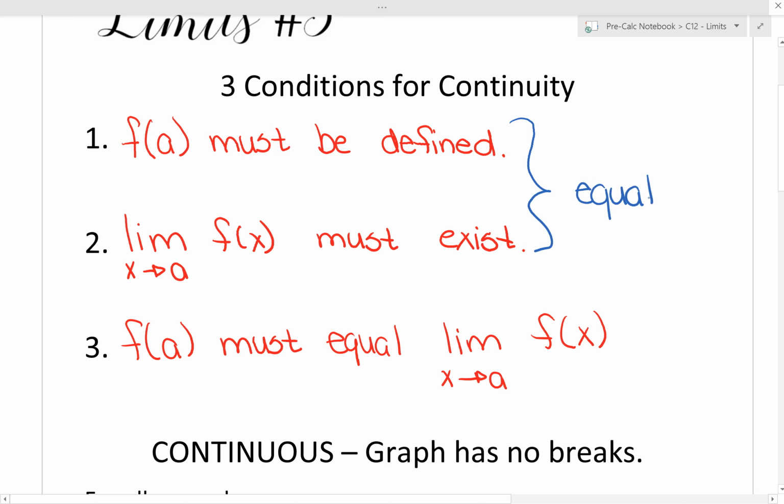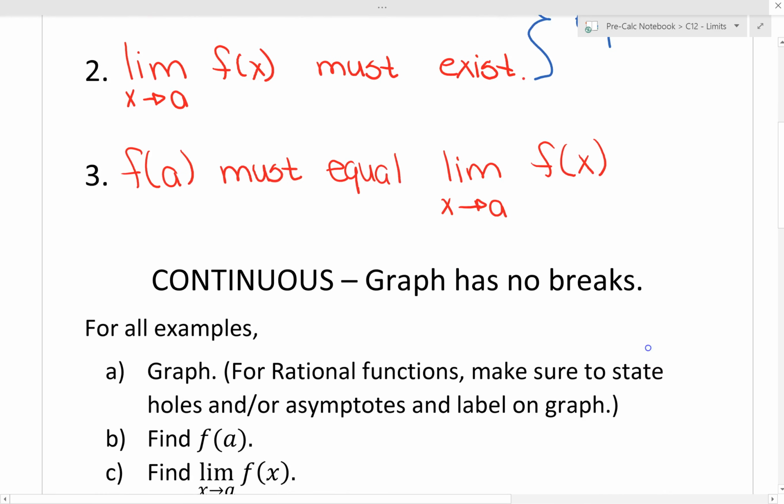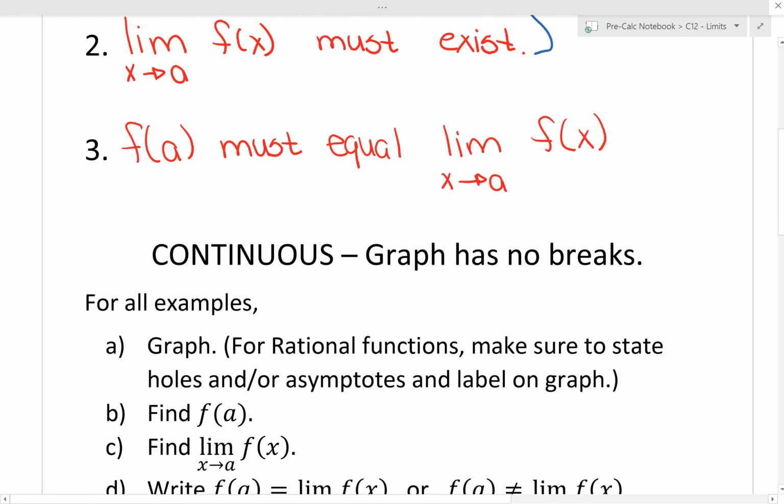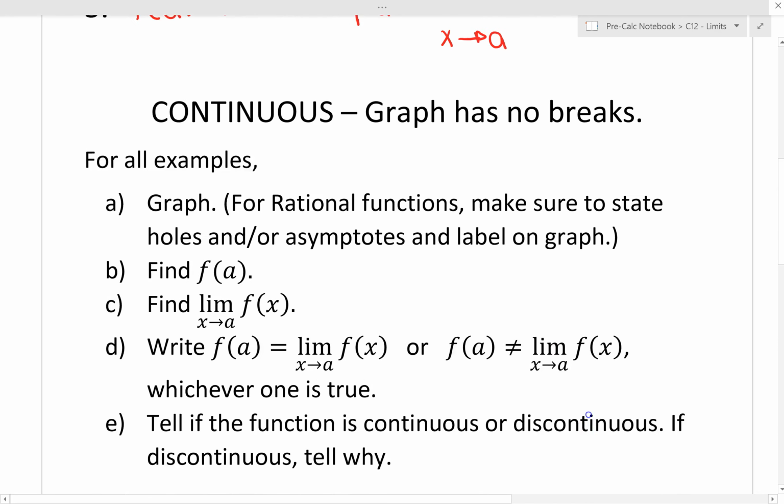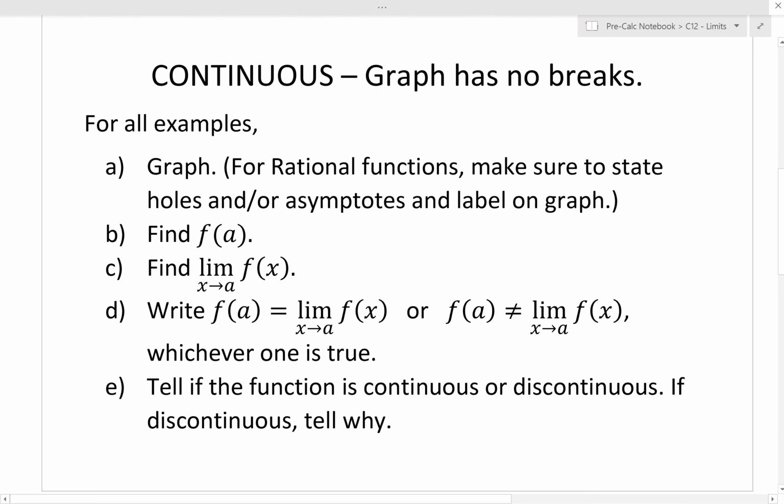Okay, so I'm actually going to take you through the steps. What we're getting ready to do right now, all the steps will also be on your worksheet when you get handed that today. So continuous just means that the graph has no breaks. Okay, so here we go. So we're basically going to graph it. We're going to find the f of a value, find our limit, and then write whether or not they are equal, and then say if the function is continuous or discontinuous.